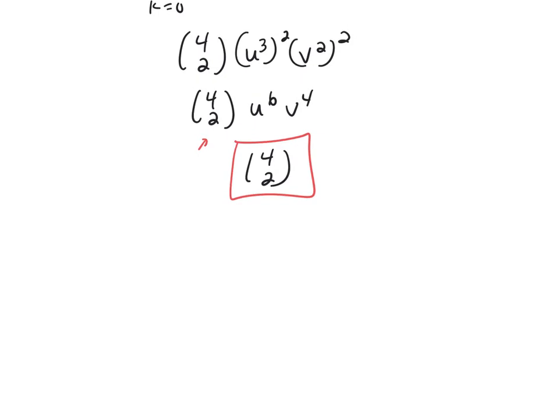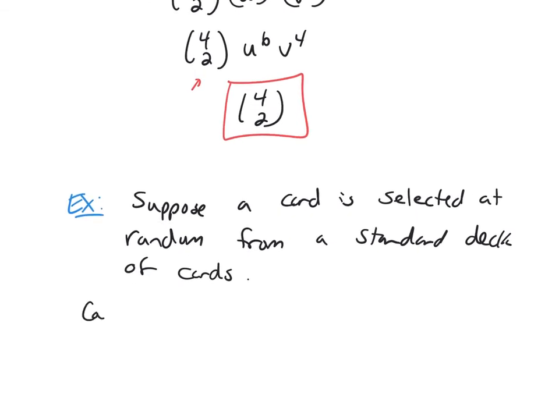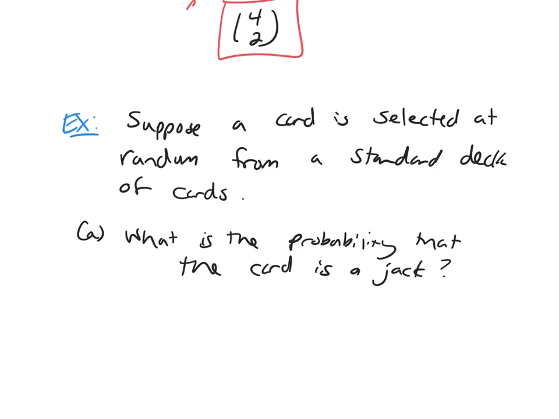All right, and I wanted to do one final problem. We're going to do a probability question using a standard deck of cards. So suppose a card is selected at random from a standard deck of cards. And I'll ask two questions. I'll ask, what is the probability that the card is a jack? Well, how many cards are jacks? There's a jack of hearts, a jack of diamonds, clubs, and spades. So there's 4 cards out of the 52 cards total, or 1 out of 13. That's the probability.